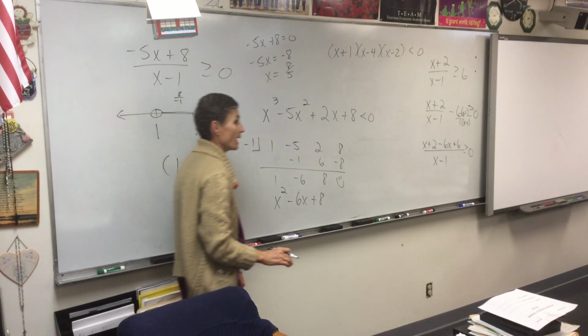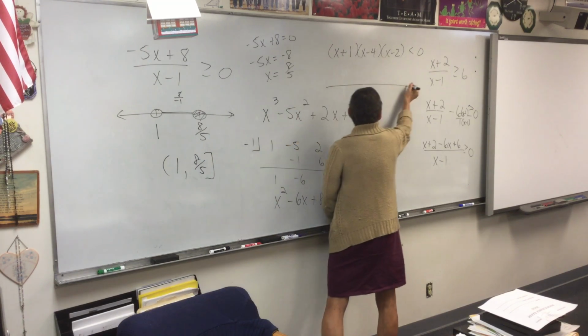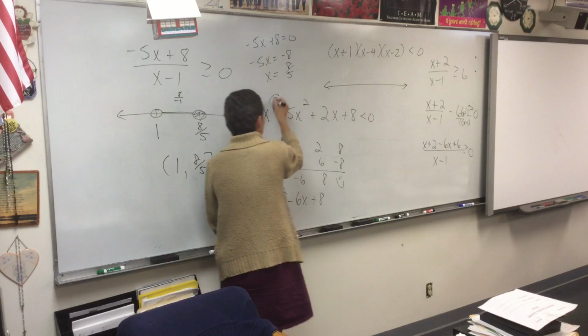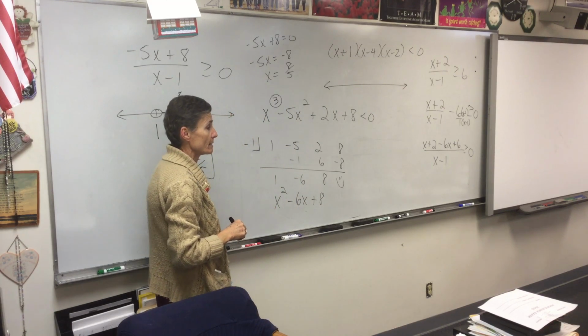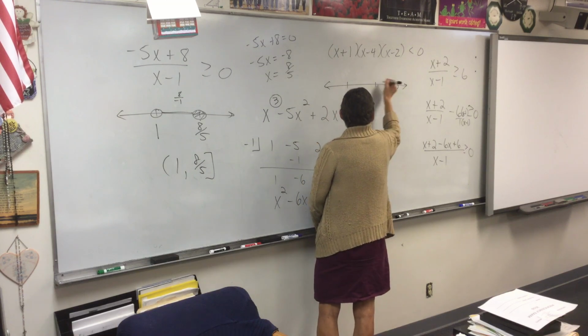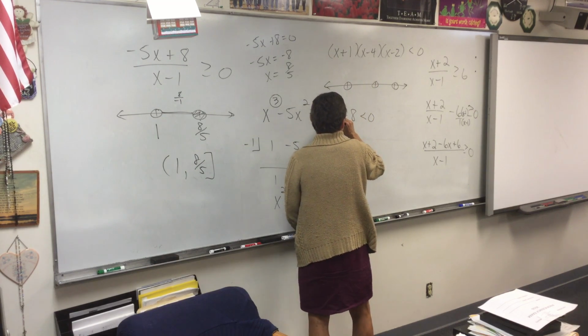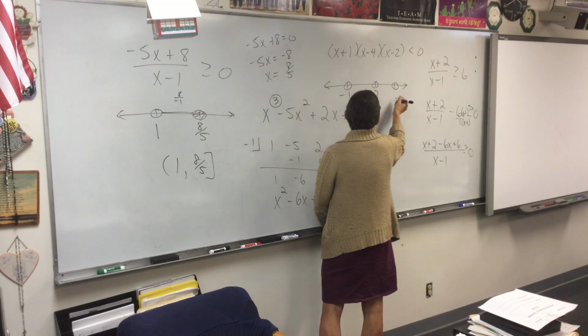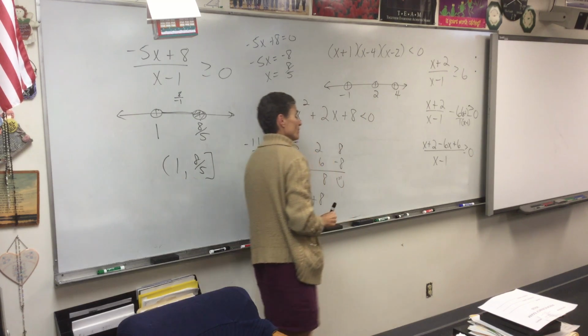So I'm going to have 3 dots. Every factor gets a dot. Look at the degree of the polynomial. It's 3, so we're going to have 3 dots. And where are the dots going to be? Negative 1, 2, and 4. Make sure you put them on there in the right order.